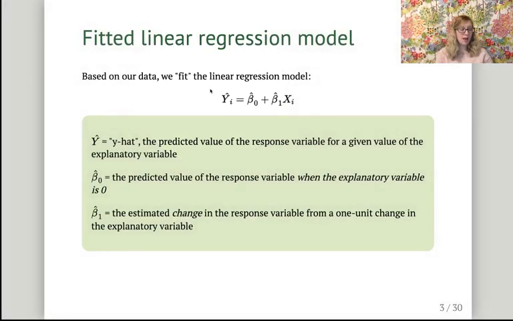So y hat becomes the predicted value of the response variable for a given value or level of the explanatory variable. Beta hat 0 is the predicted value of the response variable when the explanatory variable is 0. And then beta hat 1 is the estimated change in the response variable from a 1 unit change in the explanatory variable.